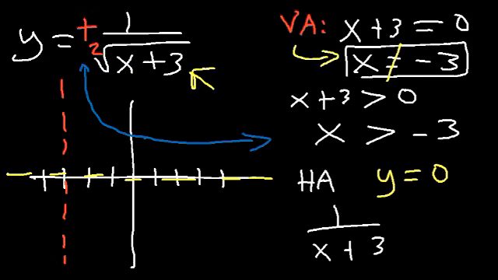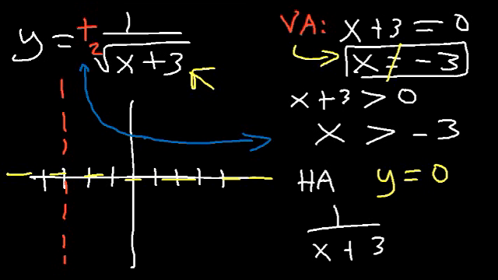The shape is going to be similar, but it's going to decrease slower than 1 over x plus 3. The graph 1 over x plus 3 will look more like this. It's going to be closer to the asymptotes. 1 over square root x plus 3 is going to be a little bit further away from the asymptotes. It's going to take a longer time to get to the asymptotes, but the shape, for the most part, is very similar. So now, with this information, what is the domain and the range?